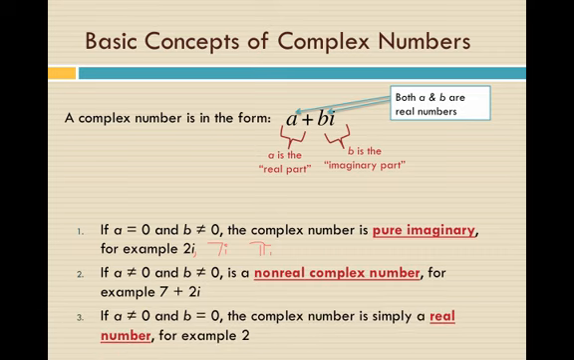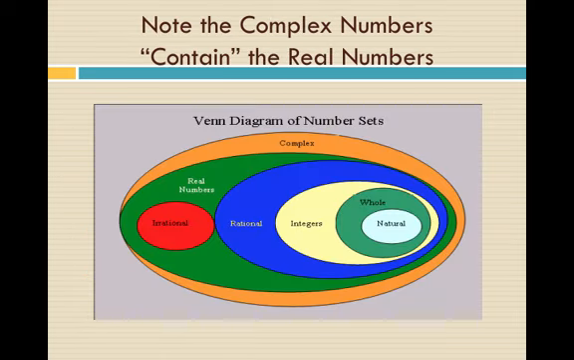And then lastly, we could have a situation where a is non-zero and b equals 0. In this situation, the complex number is just a real number. So again, there is no bi. All we have is some real number like 2 or pi, or the square root of 2. And this is just a little picture for you to see, look at the green, the real numbers, and how they sit inside the complex numbers.